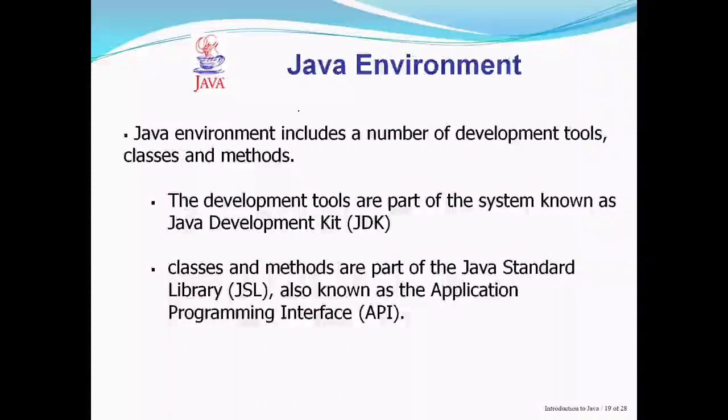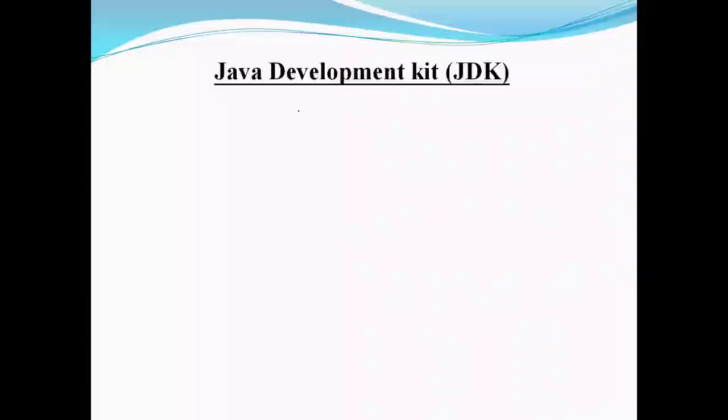the Java Standard Library, which is in short called as JSL, also known as Application Programming Interfaces, that is API. So Java environment generally includes JDK and APIs. So let's discuss JDK and APIs one by one. So JDK stands for Java Development Kit.